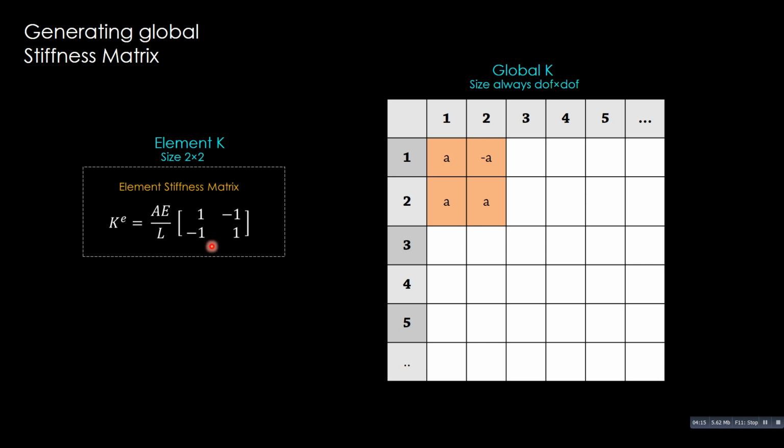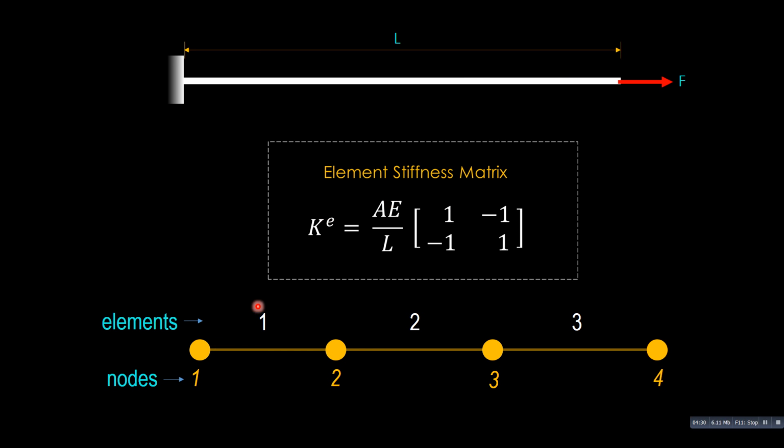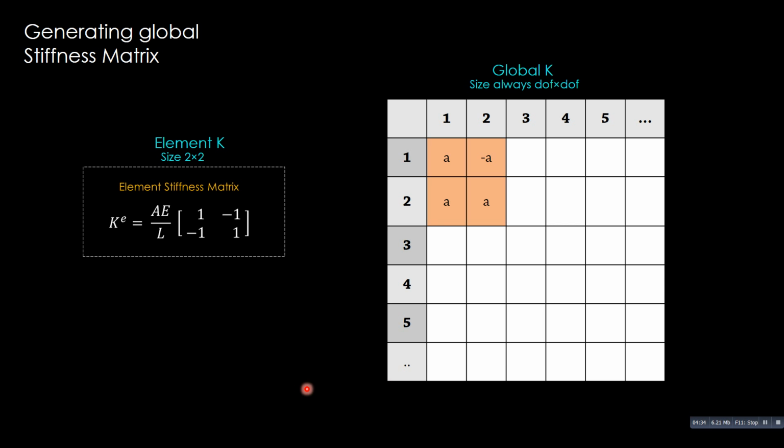So how do we generate a global K? You calculate the element stiffness matrix for an element, and you find the node numbers associated with that element. For element 1 we can see here that we have nodes 1 and 2. So we go here, find nodes 1 and 2, and we put our element stiffness matrix in this block. Let AE by L be A, then this will be A, minus A, minus A, A. We put this thing here.